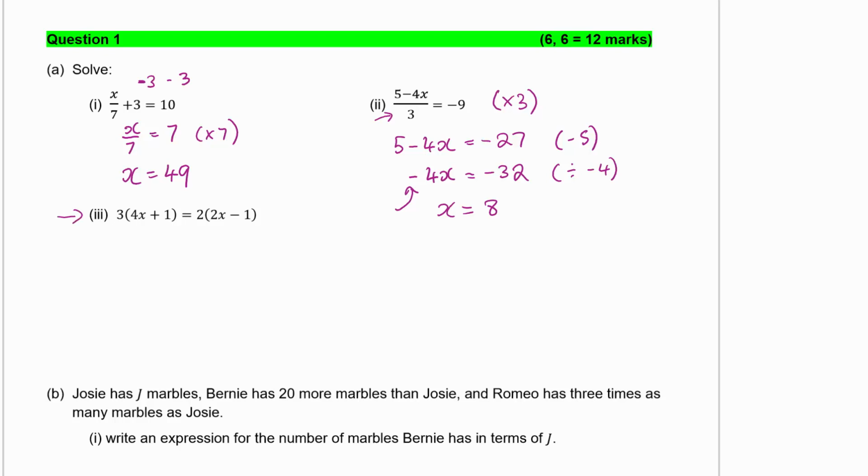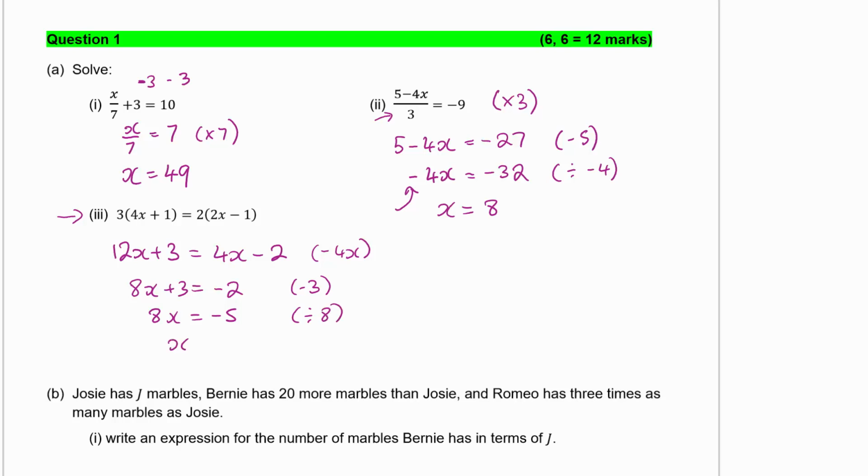Moving to number 3, expanding out, I get 12x plus 3 equals 4x minus 2. Subtract 4x from both sides, gives me 8x plus 3 is equal to negative 2. Subtract 3 from both sides, 8x is negative 5. And divide both sides by 8, gives me x is negative 5/8.